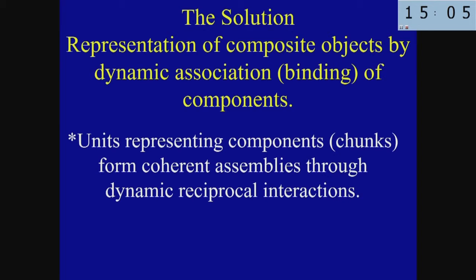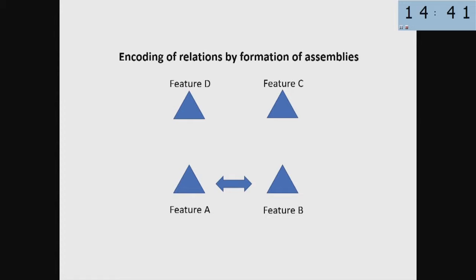So the solution is, of course, and this is what nature has opted for, to represent composite objects by the dynamic association, or the binding as others call it, of the components. So units representing components or chunks are formed, but then these units are bound dynamically into coherent wholes, into so-called assemblies. And this requires reciprocal interactions. So in this case, the units A and B interact with each other and form a descriptive whole for the composition A and B. In this case, C is added. In this case, D is added. One can have an ensemble of all four of them or only parts of them. And this can be, in a very flexible way, recombined to express virtually all sorts of relations among those components that are possible.